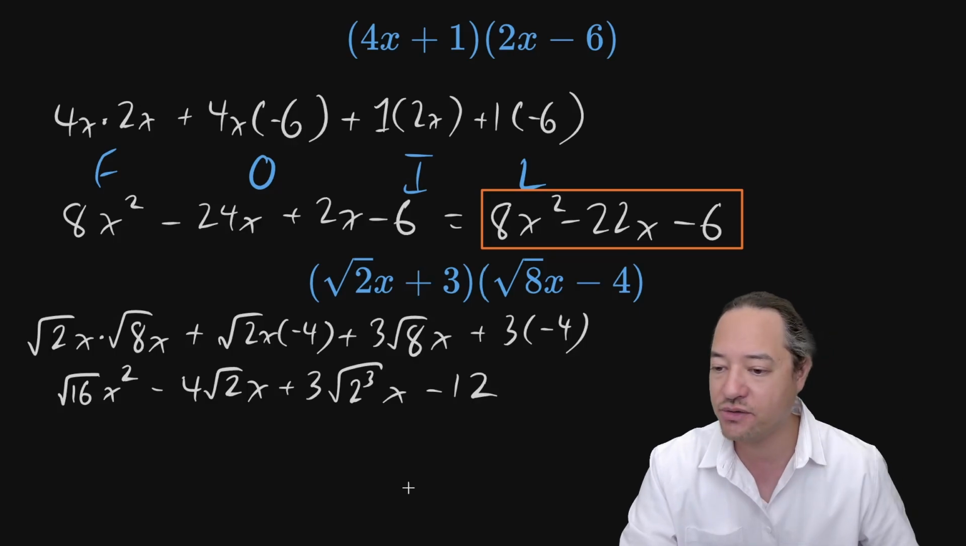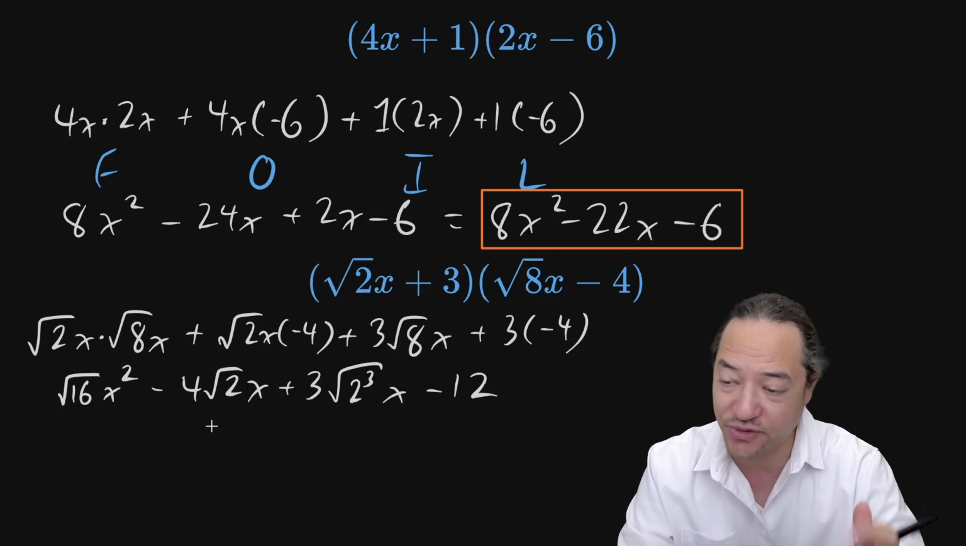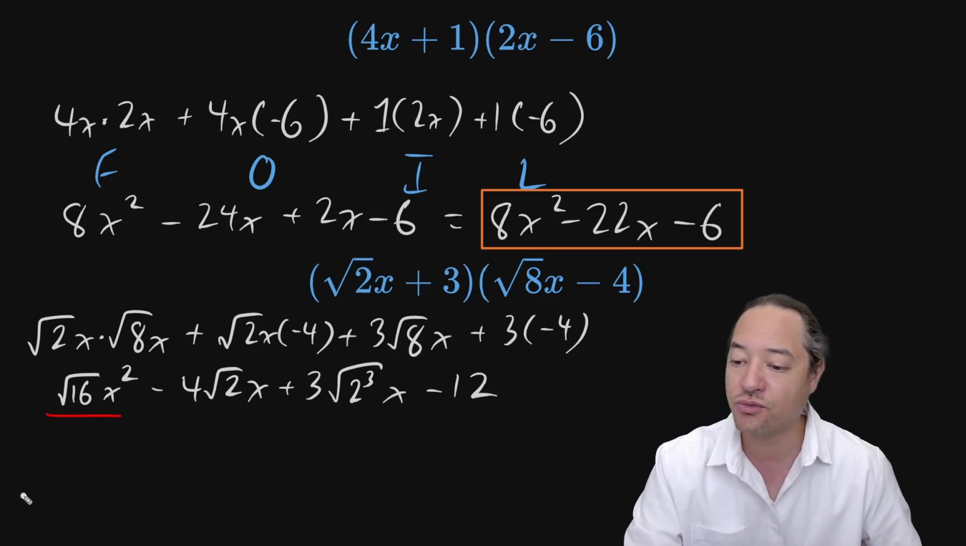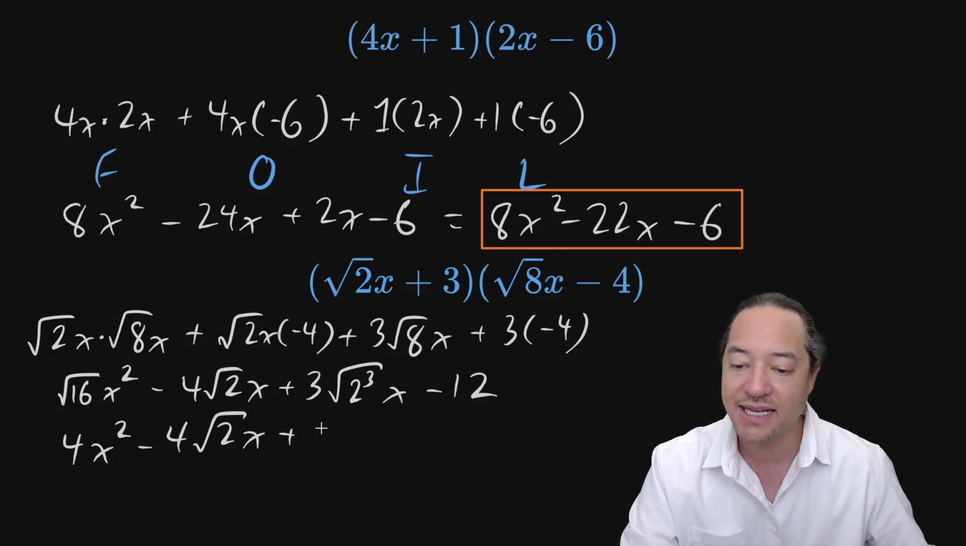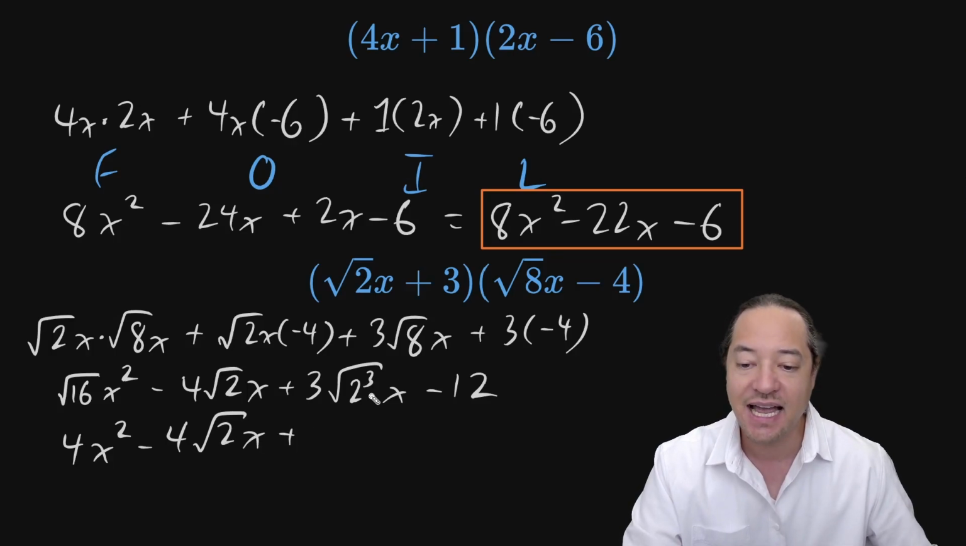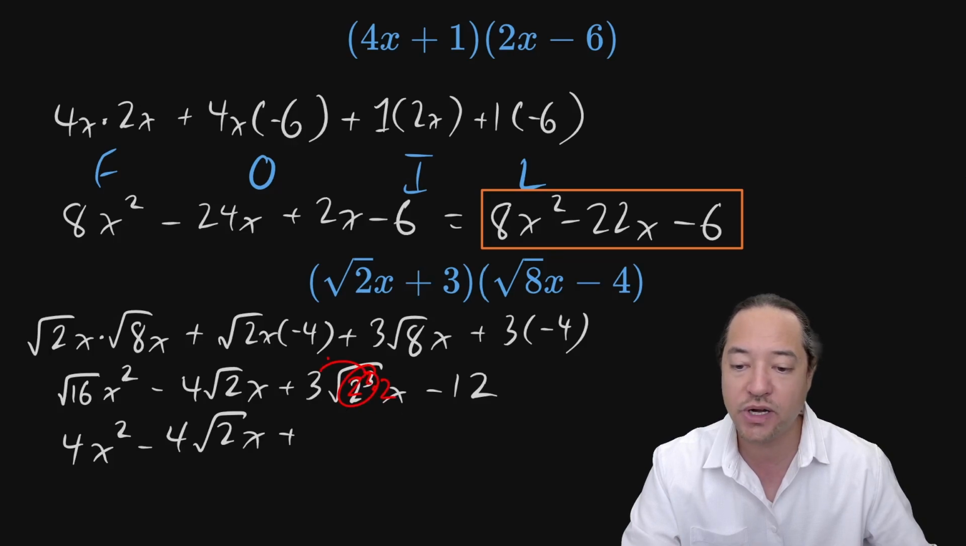Now, why did I do that? Well, I want to simplify this further. First I see this root 16. The square root of 16 is just 4, right? So this becomes a 4x squared. Here I have this minus 4 root 2x. And then here, this is essentially 2 squared times 2. And so the 2 squared I can take out, and I'll just be left with the root 2 over there. And so this becomes a 3 times 2, which is a 6 root 2x minus 12.